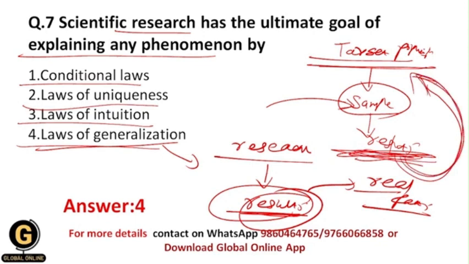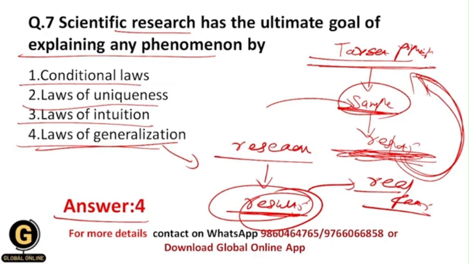Are all of you getting it? Because the samples are taken from this target population only. So this is nothing but the law of generalization. If you don't do the generalization, then how can you interpret your results according to your aims? It won't be possible. And that's why the correct answer over here is 4. So remember from this time that scientific research has the ultimate goal of explaining any kind of phenomenon by the laws of generalization. Okay.